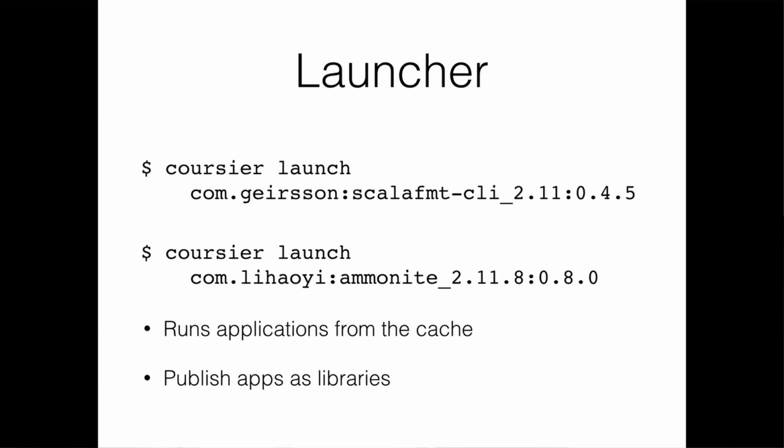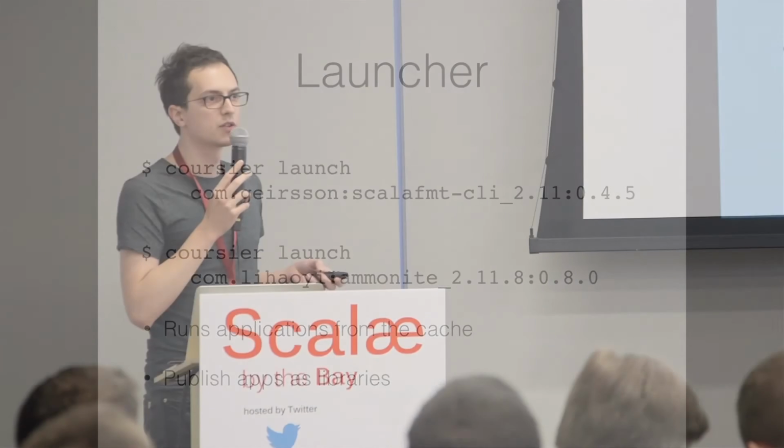A last big component of Coursier is its launcher. This is basically a command line tool that allows to launch simple applications. That is, we can launch, for example, Scalafmt via this command, or we can launch Ammonite via this one. What this does is it fetches the class path of these commands, throws them in the class path, and launches that.